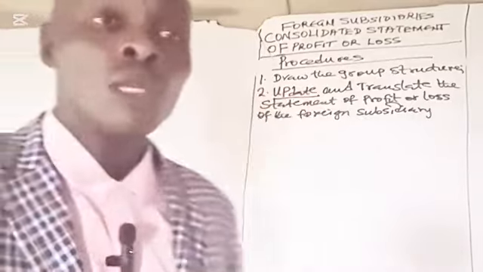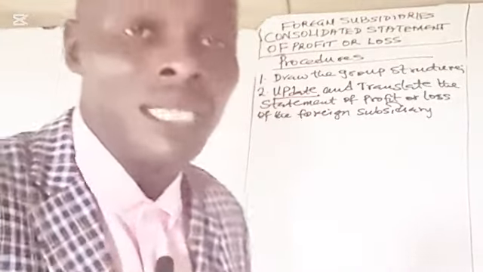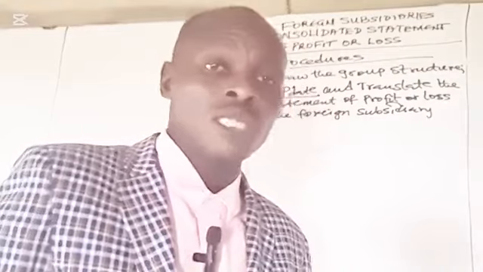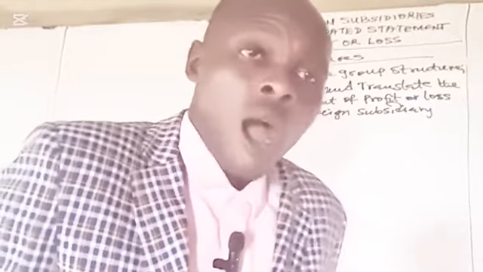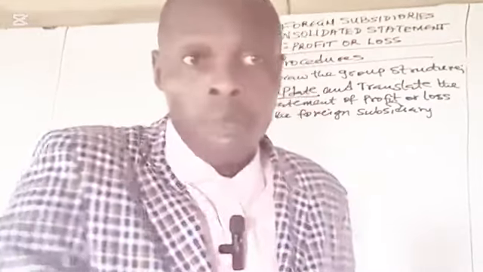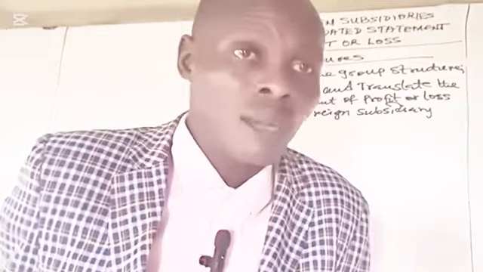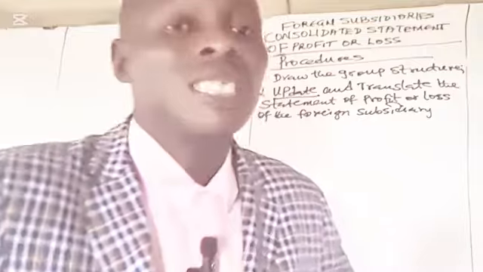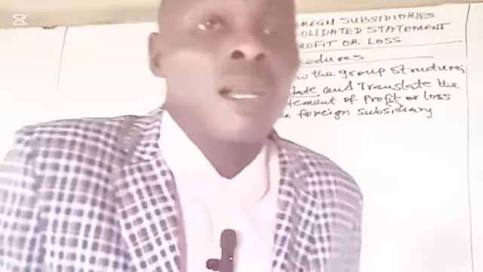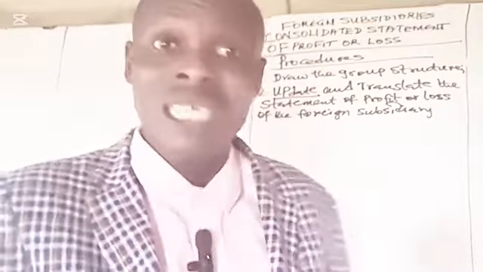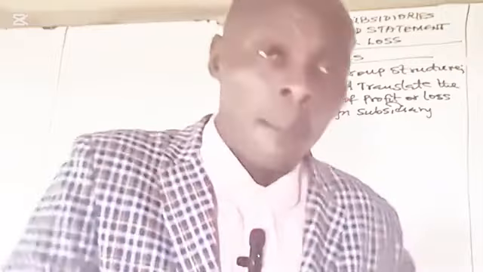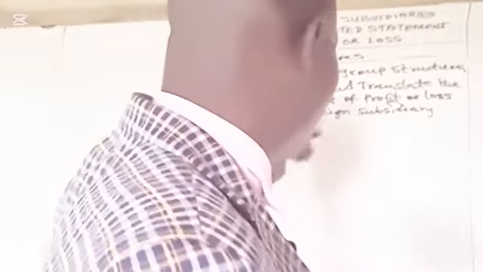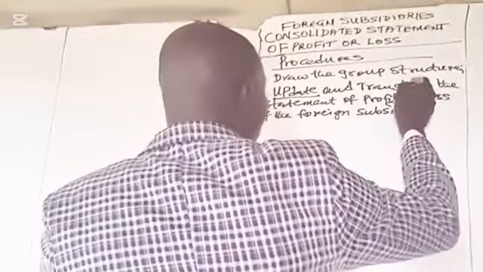To update means you bring the statement of profit or loss of the foreign subsidiary up to date by including those things that ought to have been there, which were omitted from the financial statement of the foreign subsidiary. Those things that need to be included in the statement of profit or loss, which have not been recorded, we need to include them to bring it to date.